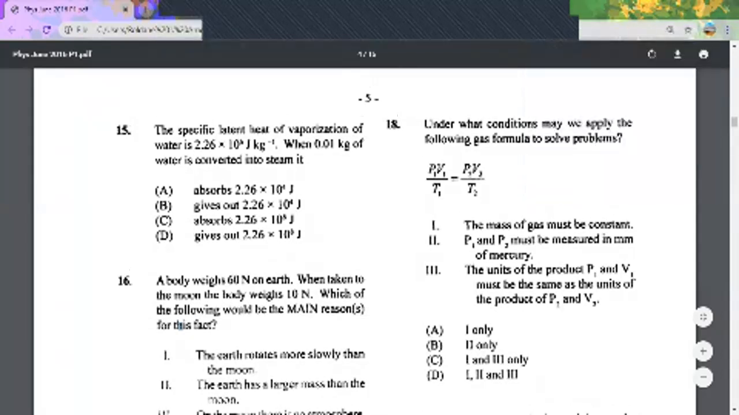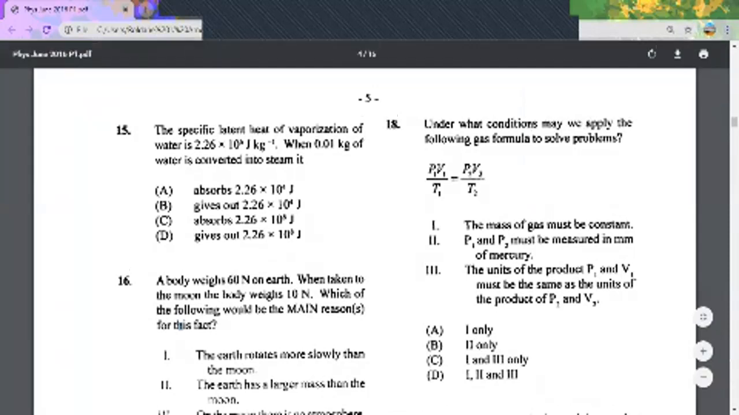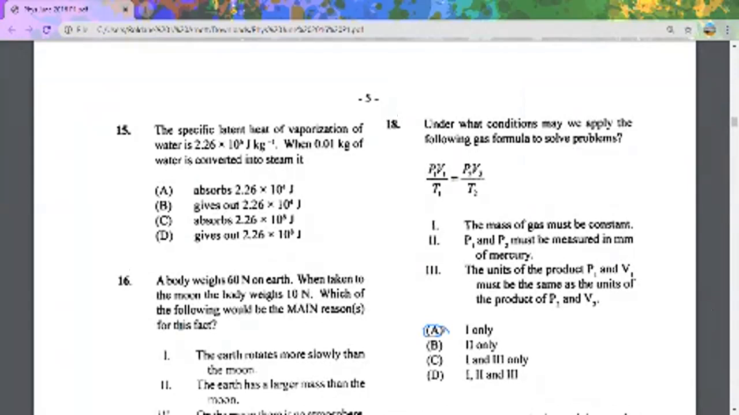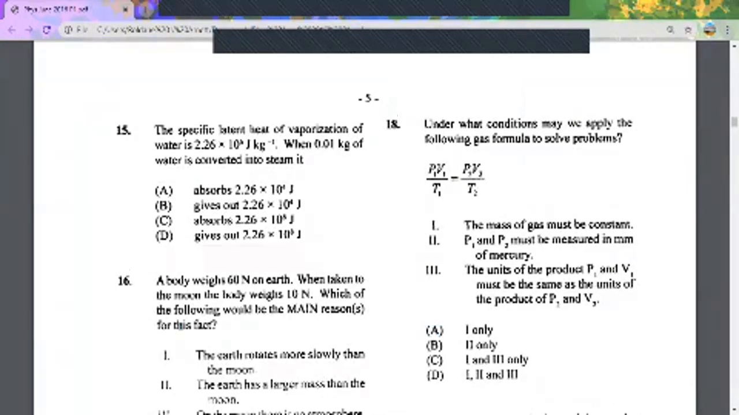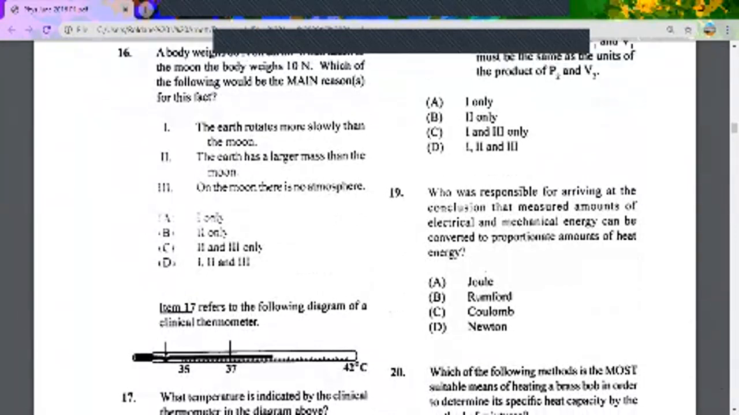So 18. Under which condition may we apply the following combined gas formula? So this is the combined gas formula, and the answer is A. The mass of the gas must be constant. Okay, let's go on to 19. Who was responsible for arriving at the conclusion that measured amounts of electrical and mechanical energy can be converted to proportionate amounts of heat energy? That would be Joule.